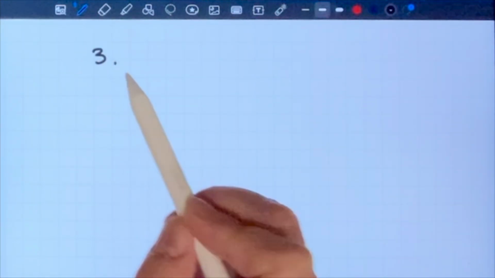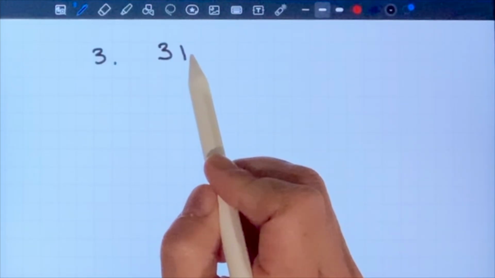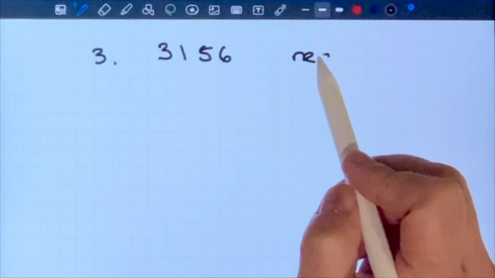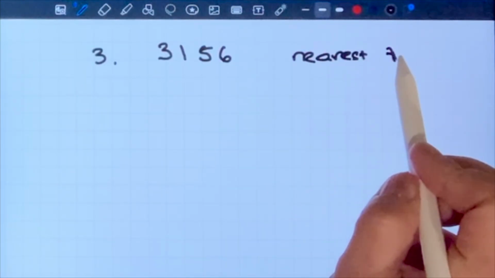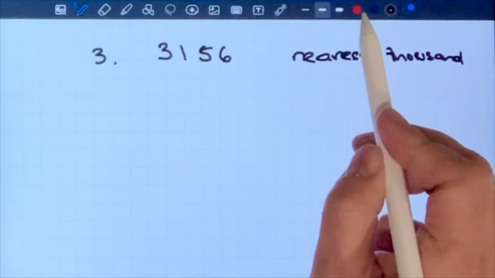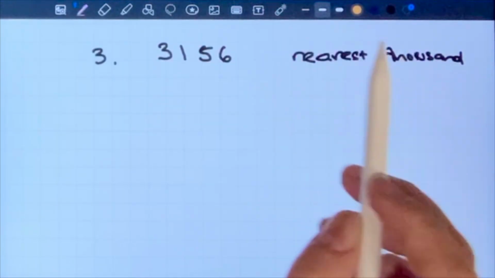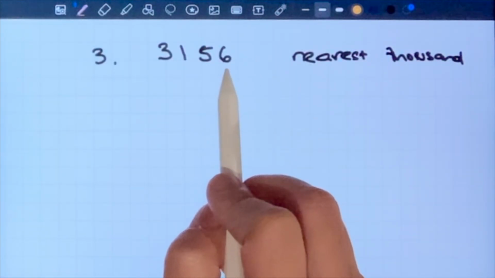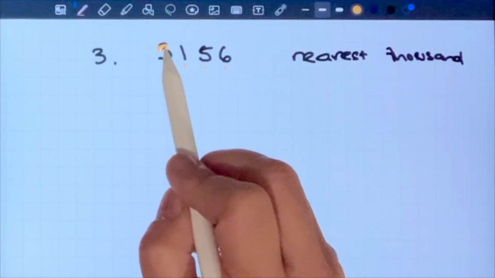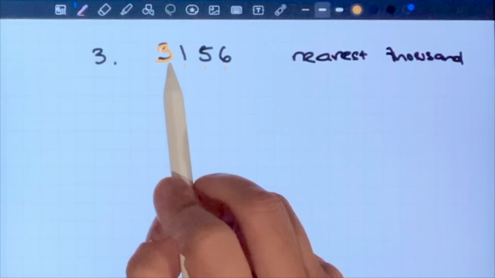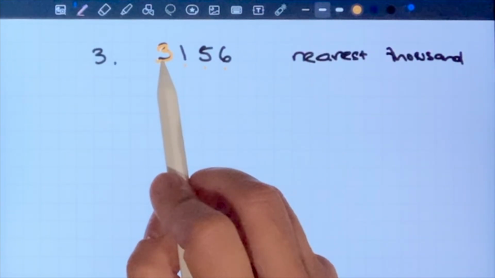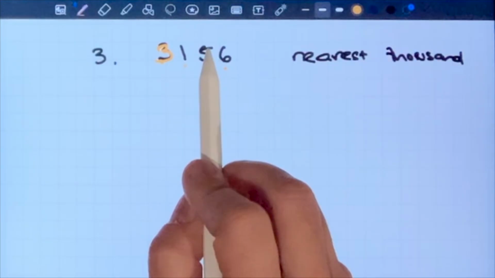Example number 3. So we've got the number 3,156 and we want to round it to the nearest thousand. So let's find which digit is in my thousands column. So units, tens, hundreds, thousands. Okay, so my number will become either 3,000 or 4,000 because it's either going to get rounded up or down.